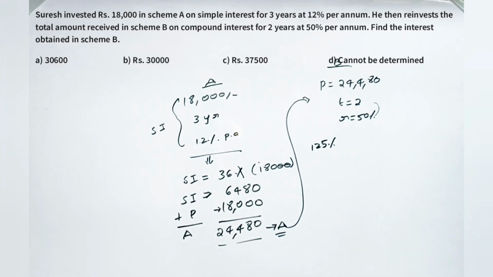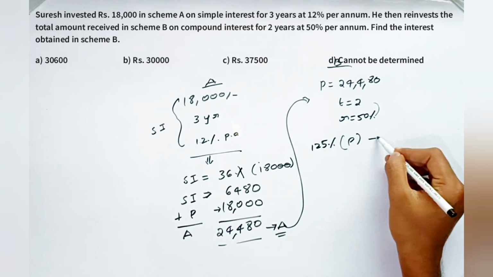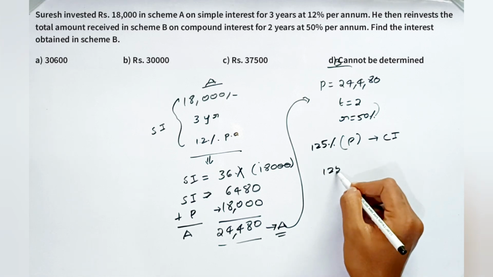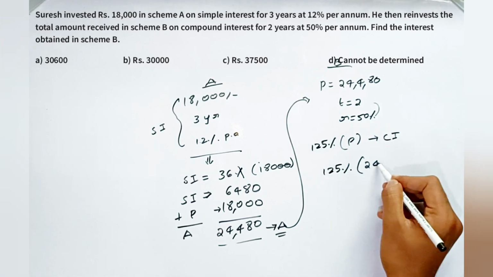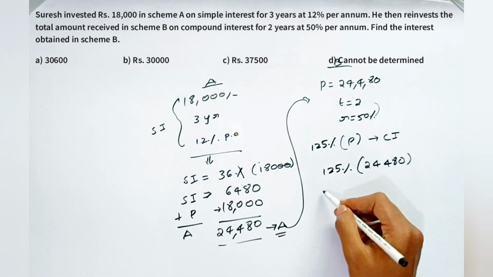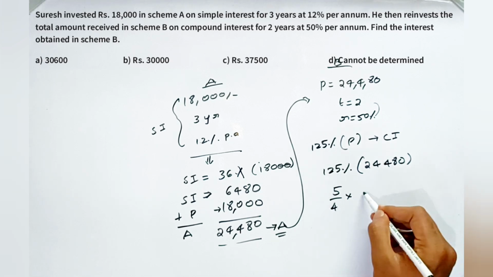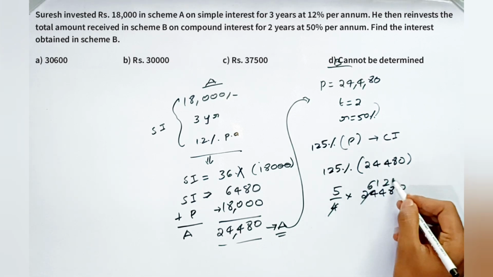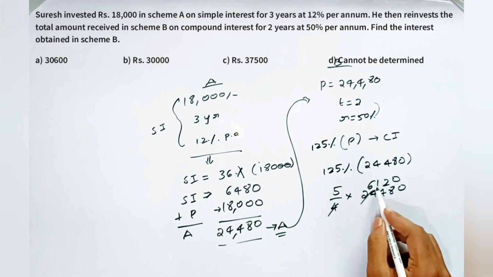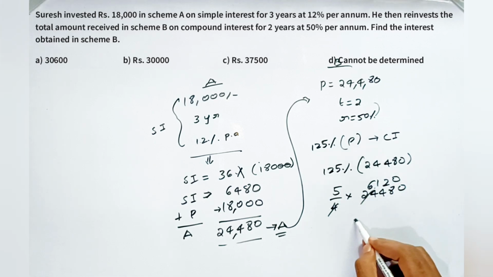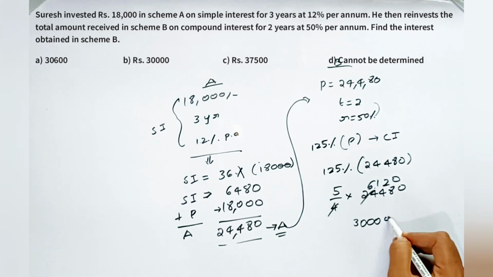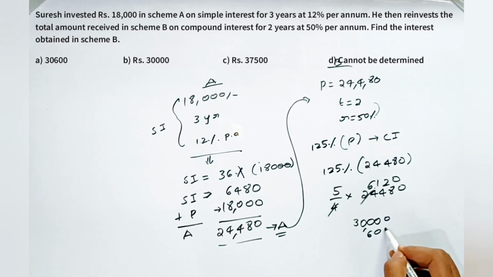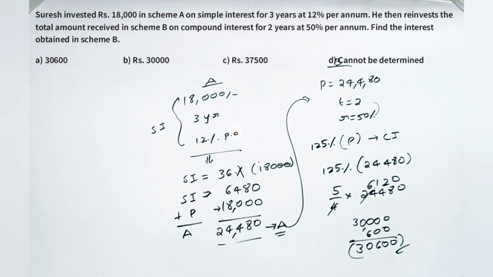So 125% of the principal is the compound interest, and 125% can be written as 5 by 4. 5 by 4 into 24480. 24480 divided by 4 is 6,120, and after multiplying by 5 we get 30,600. So 30,600 is the correct answer.